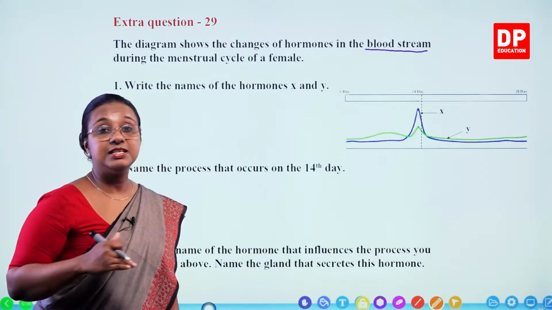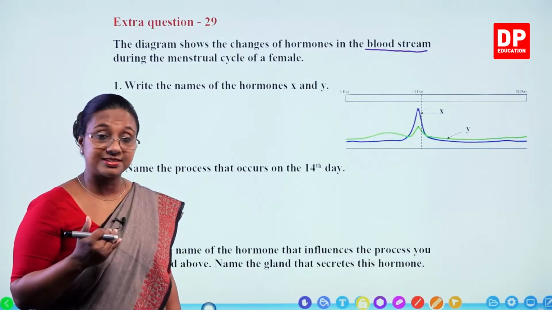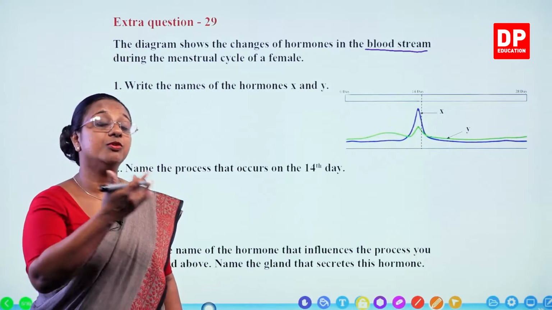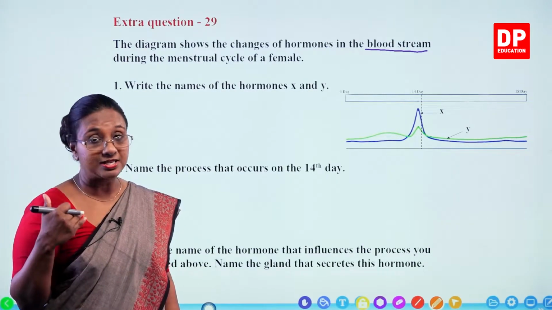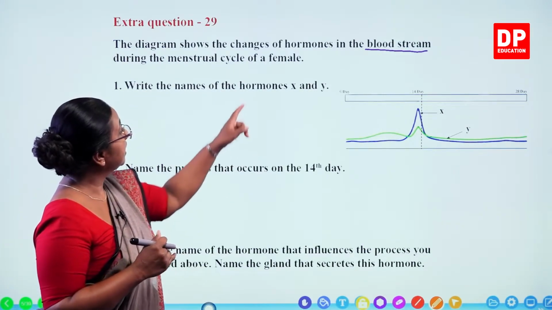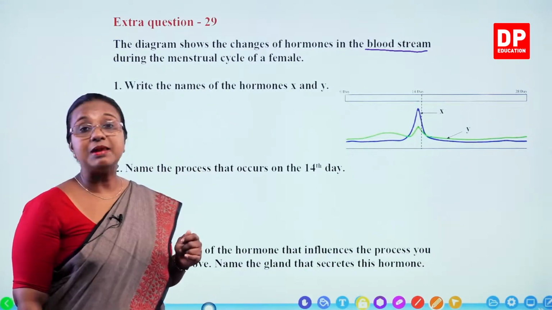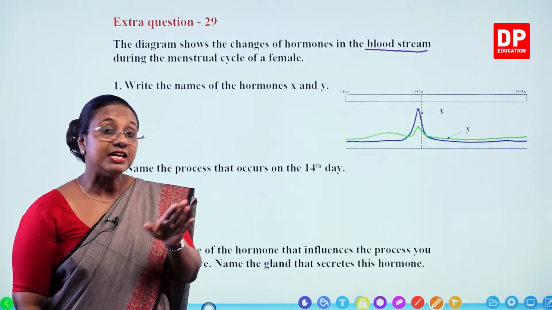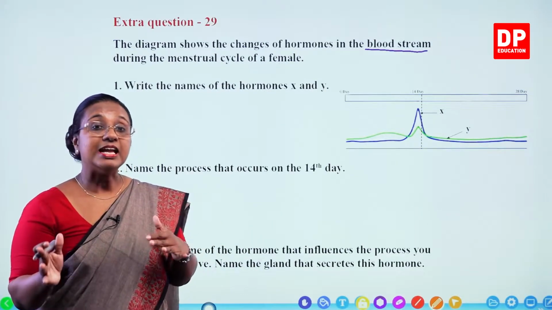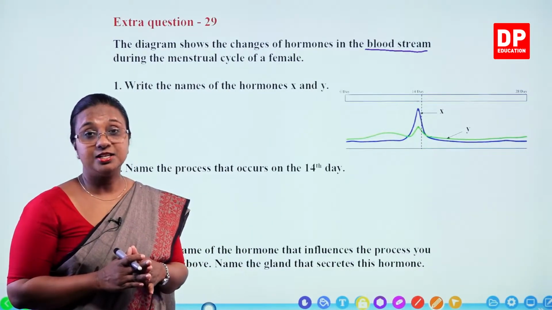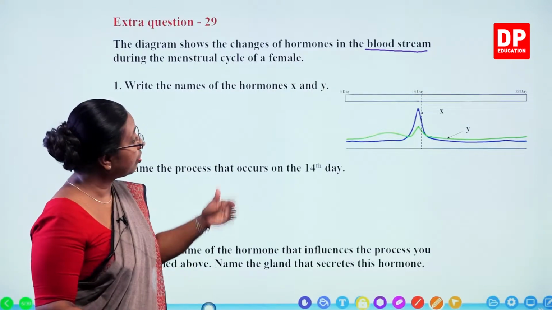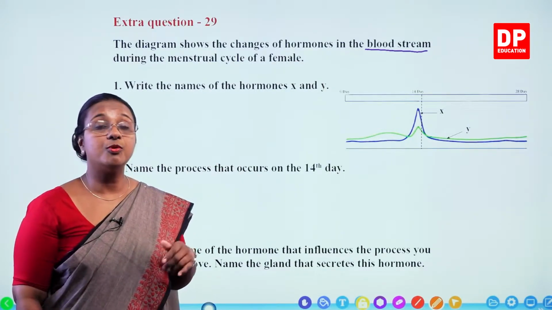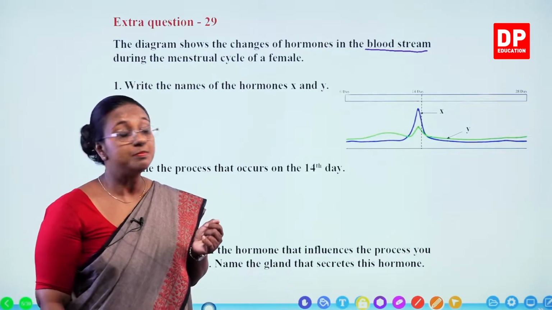We will be discussing this in more detail in your next grade, but you all have to remember the hormones are released into the bloodstream. So at that time, inside the bloodstream or within the blood, the hormonal levels will increase. That is in line with the menstrual cycle. So the changes take place according to the levels of hormones in the bloodstream.